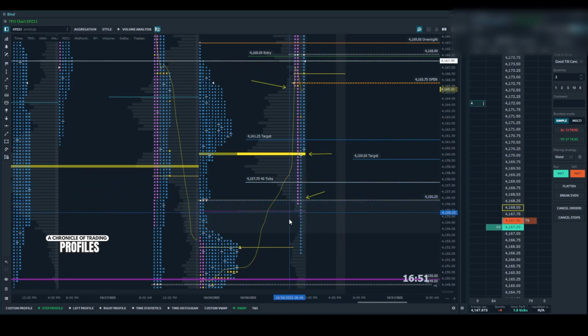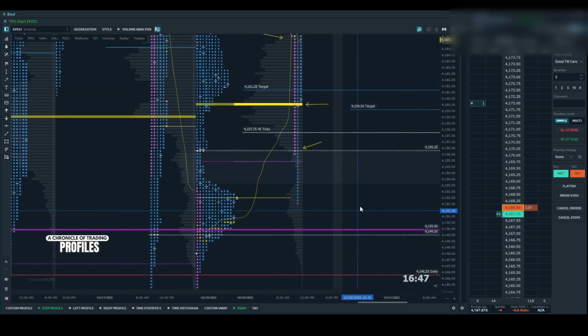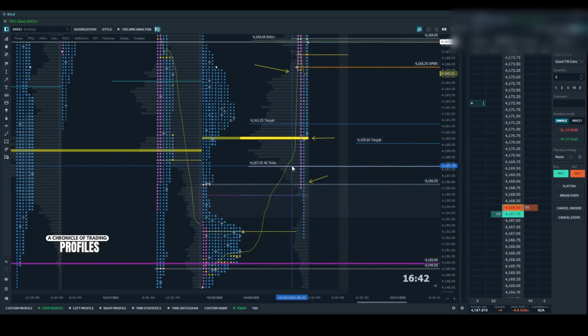So like I said, that first target, I'm front running the POC. That second target, I'm front running that low volume node at the bottom of the big node there.